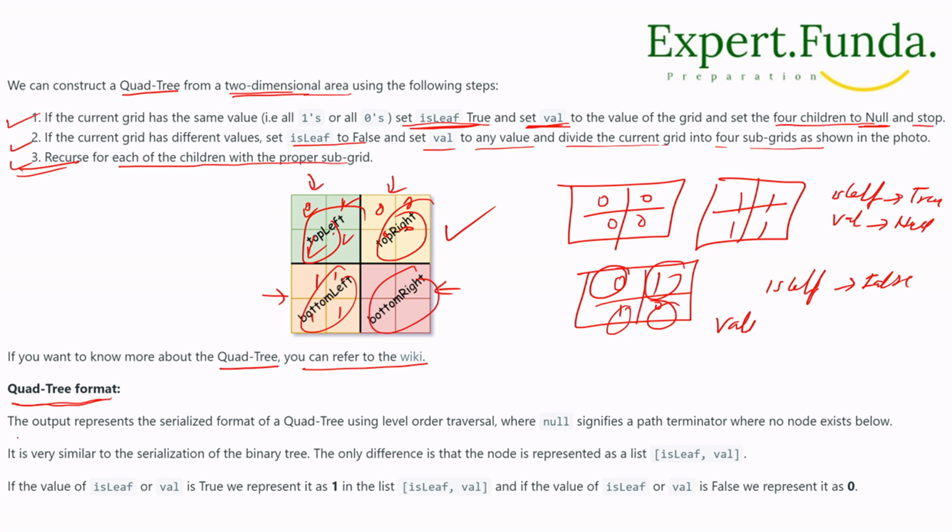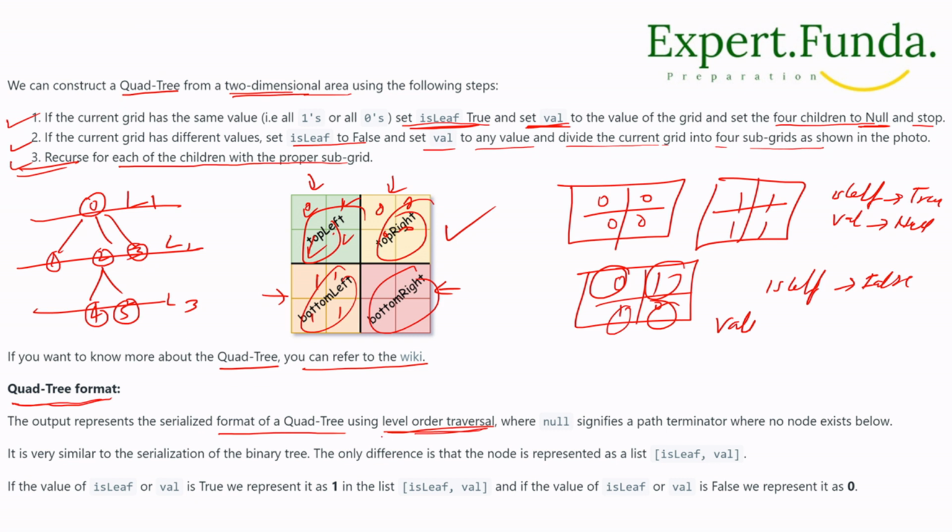Okay, so the output represents the serialized format of a quad tree, using the level order traversal. I think you already know about level order traversal. What is level order traversal? Let's suppose this is root, this is children, right? Let's suppose this is 1 2 3, and another we have 4 5. So this is 0, this is 1, this is 2, this is 3, this is 4, this is 5. So this is level 1, this is level 2, and this is level 3. So this is called level, right?